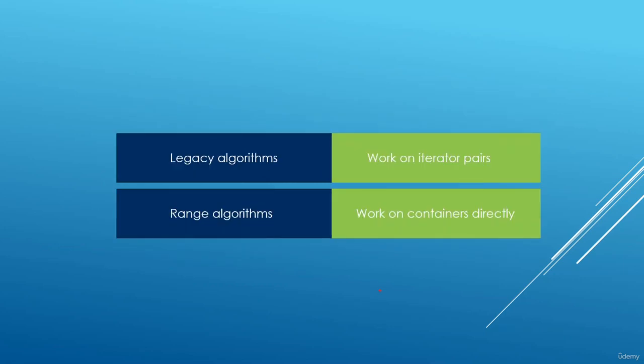We will learn about two sets of algorithms. One set is going to be legacy algorithms, and these are going to be algorithms that work on iterator pairs. So we're going to be using a pair of iterators to specify the beginning and the end where our algorithm is going to be working. Now, working with these iterator pairs is going to become cumbersome, especially if you do this a lot of times. That's why the designers of C++ came up with range algorithms, in which you will be working directly on the container without the need to explicitly specify the beginning and end iterator.